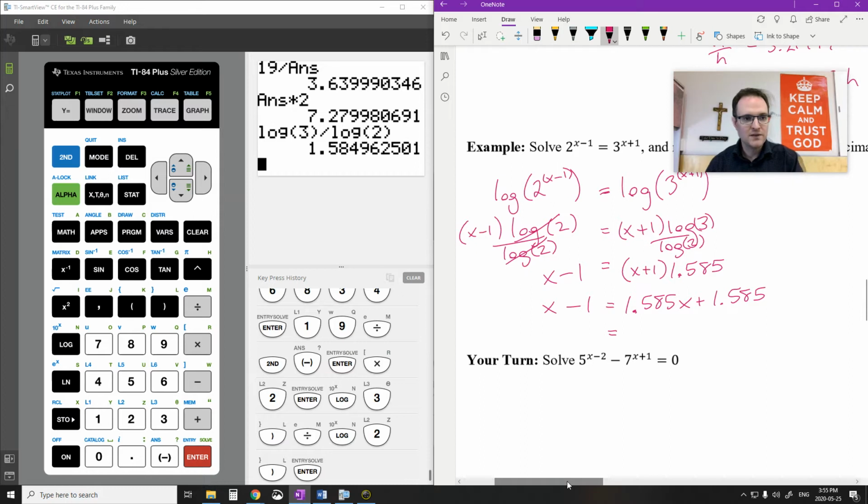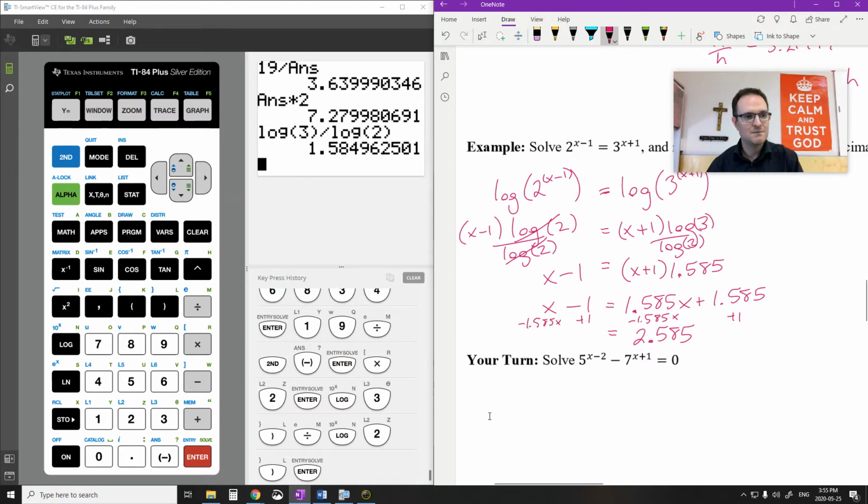I'm going to move things around. I'm going to move all the x's to one side and all the numbers to the other side. So let's add the 1 over. Let's go plus 1. So it's just going to be whatever this number plus 1 is. That's going to be 2.585 on this side. And then I'm going to subtract over this one with the x on it. So I'm going to subtract the 1.585x on both sides.